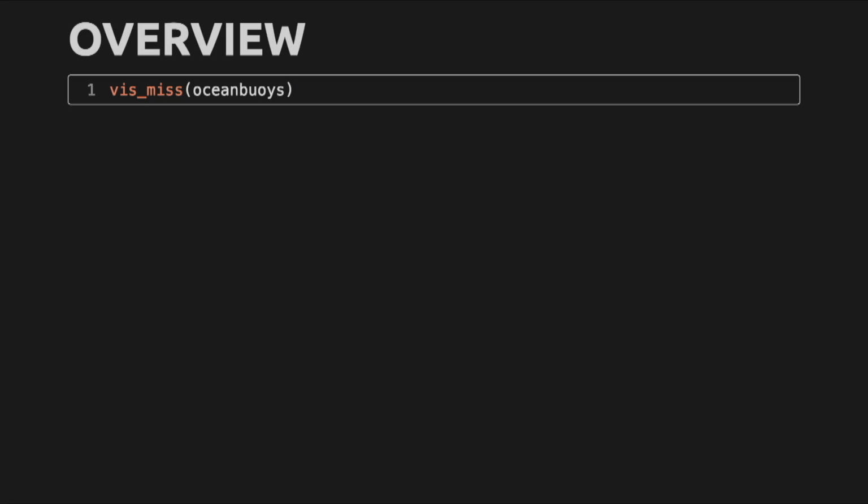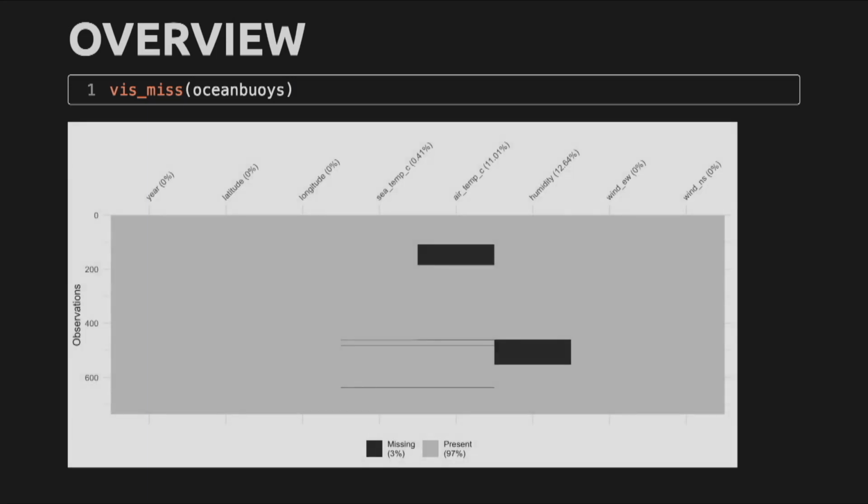So the first one I'd recommend is an overview, vizmiss. This gives you a bird's eye view of your missing data. Here the rows are your observations and the columns are your variables. If we look at the data here, we see that the black spots here are missing and the grey are present. And what we take away from this is that air temperature C is missing and humidity is also missing. They have 2 big chunks of missing data. There's also a few times where there's these black streaks, and that indicates that some variables go missing together.